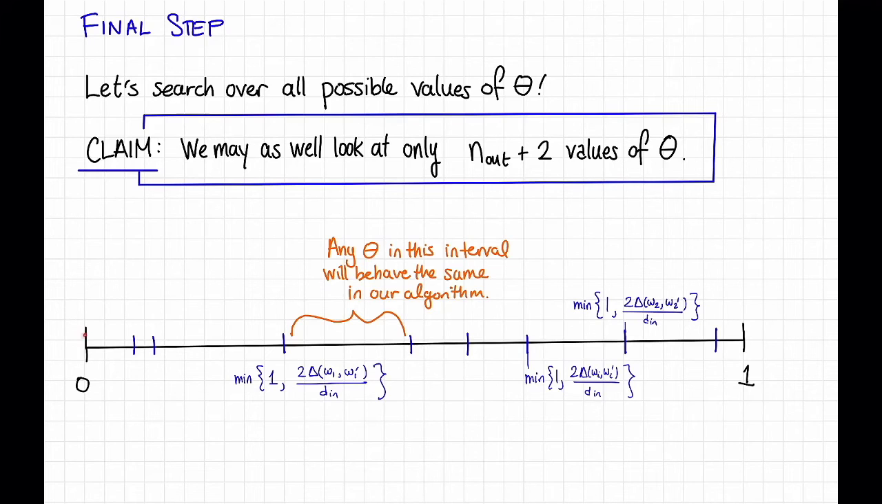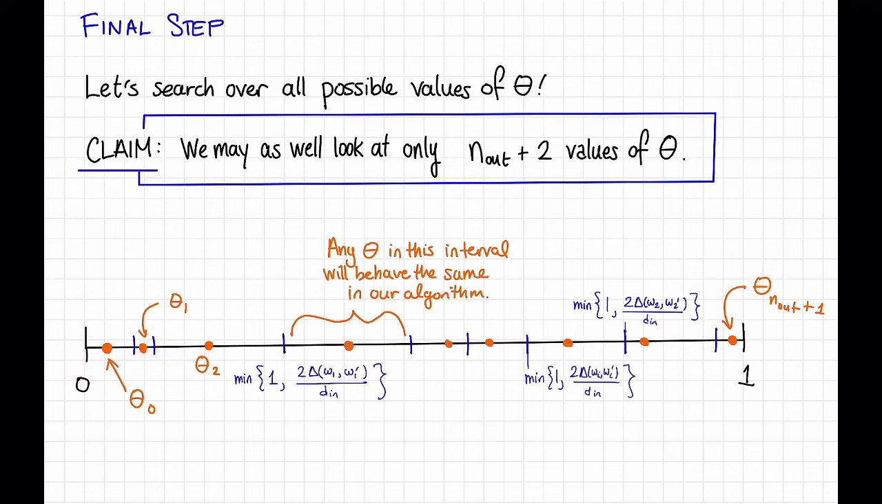Therefore, if we want to exhaust over all possible theta in this interval, it suffices to pick one representative from each subinterval here. So I'll choose maybe theta 0 here, and then I'll choose some representative theta 1 in that interval, some representative theta 2 in that interval, and so on, ending up with theta n_out plus 1. Thus, if I just exhaust over all of these n_out plus 2 choices of theta, that's going to give me exactly the same answer as exhausting over this entire continuous interval.